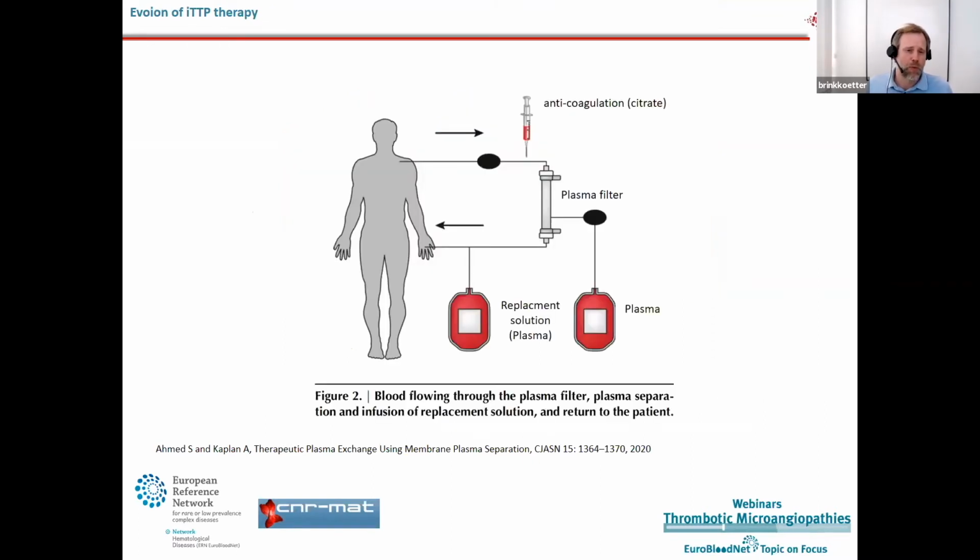To do so, we need first a large venous access. In most cases, a central venous catheter is placed primarily in the jugular vein or in the femoral veins. We need anticoagulation. Often citrate is used to avoid clotting while the blood is running through the extracorporeal circulation. We need a plasma filter and of course a replacement solution. So when we exchange the patient's plasma, we have to replace it, and we can use plasma or albumin. And when we talk about TTP, in most cases, we use fresh frozen plasma.